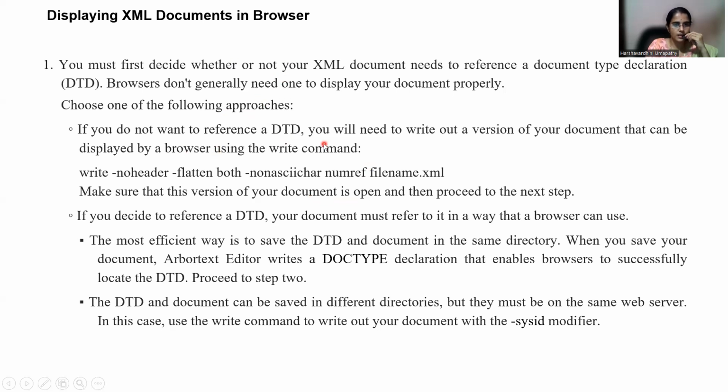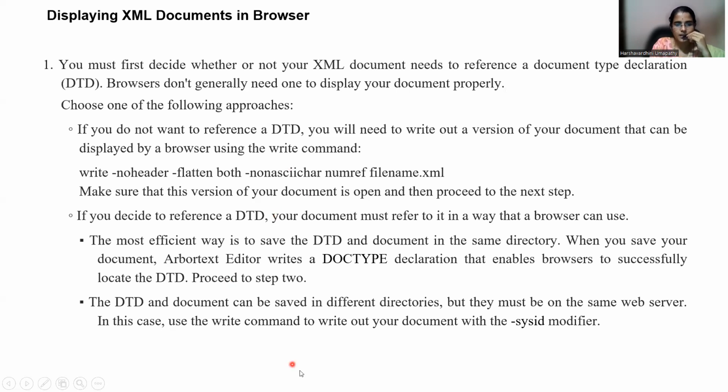If you don't want a DTD, you will write out the version of the document with the command: write no header, flatten both, non-ASCII character name reference, filename.xml. So you have to write this syntax. If you decide you want a reference to the DTD, you have to directly use the text editor, which writes a doc type declaration and enables the browser to successfully locate it.